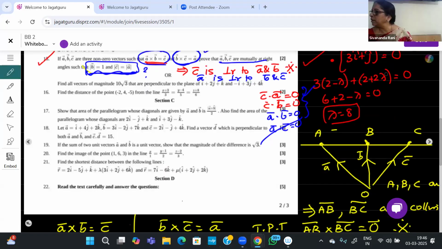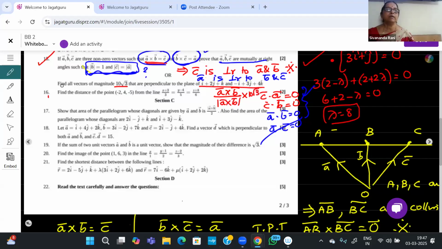Next one. Find all vectors of magnitude 10 root 3 perpendicular to these vectors. Can you just tell me what he is asking? The vector perpendicular to the given vectors is the cross product. Very good. We have to find the cross product, and then the unit vector, and then multiply it by 10 root 3. Find the cross product, divide it by its magnitude, and then multiply it by 10 root 3. That's what he is asking.